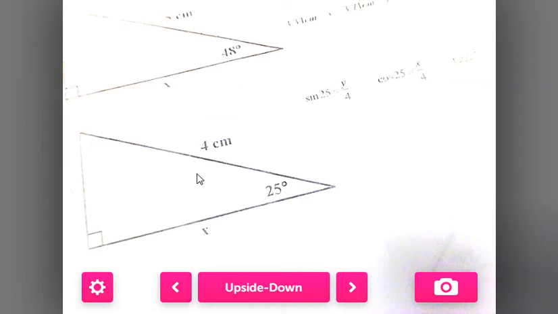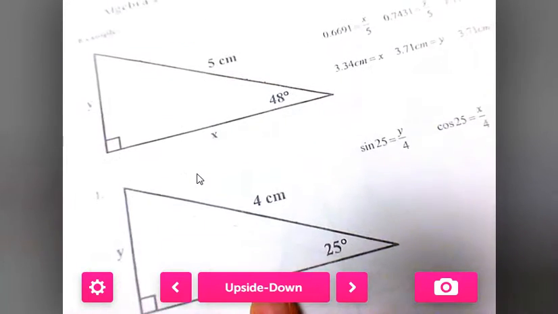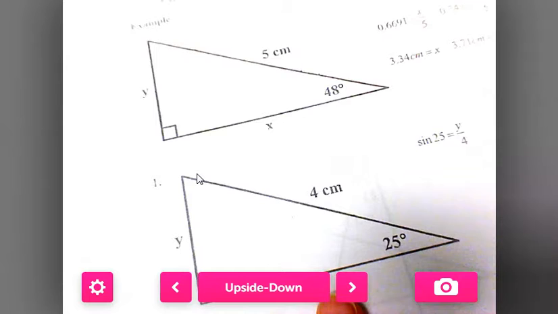Right, so we're looking right here, ladies and gentlemen. You should all have this out in front of you. If you don't have one, you should get one.